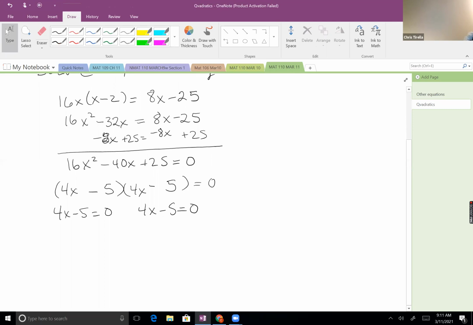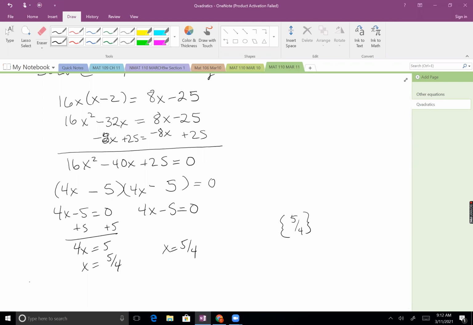And when we solve those resulting equations, we get x equals 5/4. And the other equation is exactly the same, so we also get 5/4. So this one is one of those ones where it looks like there's only one answer, but really there's two answers and they're both the same. The solution set though, you'd only write that 5/4 once. Solving by factoring, all right.